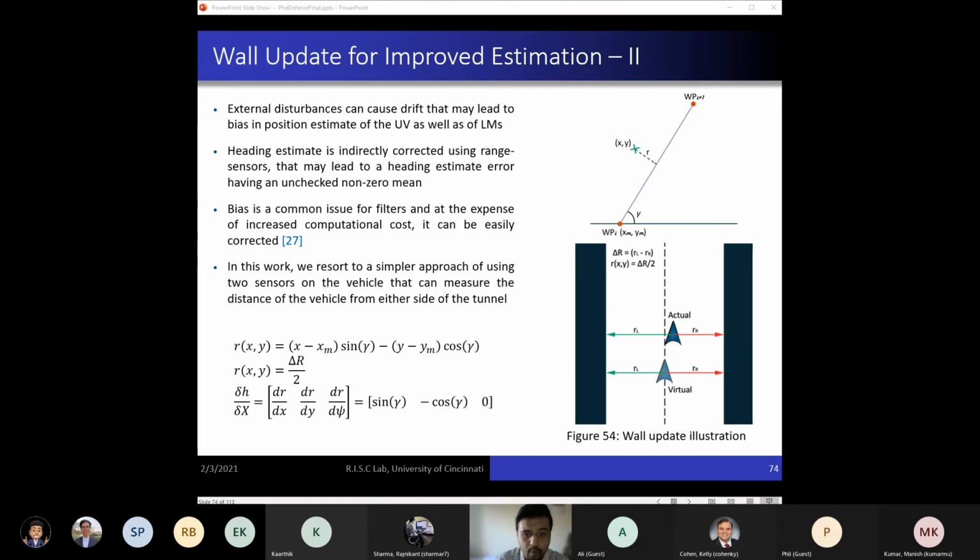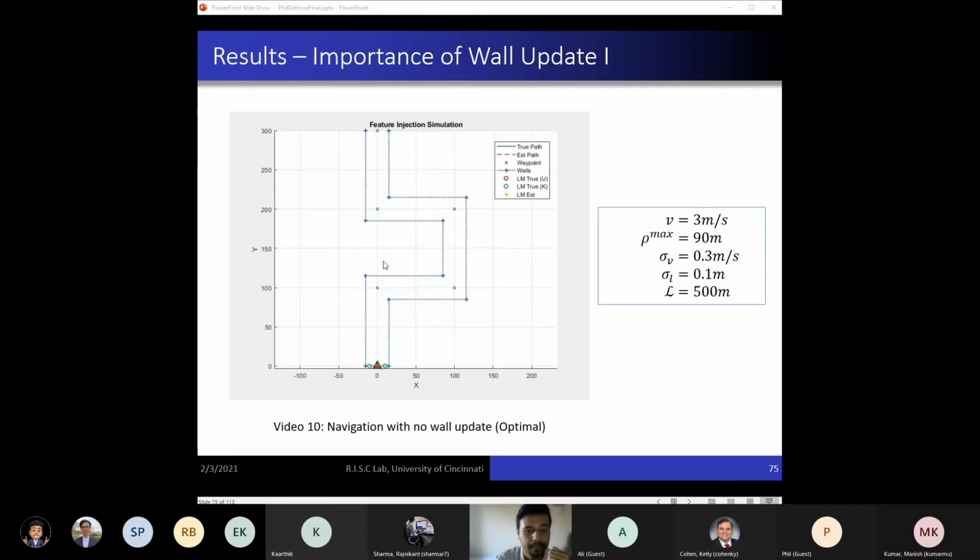So, for the wall update, we assume that the vehicle has, for example, an ultrasonic sensor pointed to the left and the right, that is, perpendicular to the direction of travel. So it takes measurements from the left wall and the right wall. Then computing the difference, we determine whether the vehicle is perpendicularly positioned where it is supposed to be. This in turn, combined with the landmark dropping algorithm, corrects the heading indirectly. The extra measurements also keep the covariance within bounds.